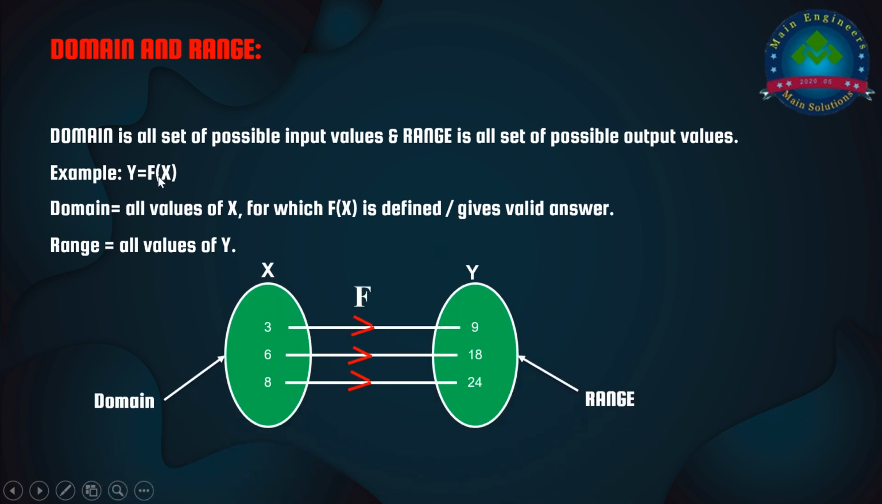Let's give one more example. Let's consider 2 sets. Set x consists of the members 3, 6 and 8. Set y consists of the members 9, 18 and 24. So these x components are all domain, and the y components, that is the output, are all our range. So we can write domain is equal to 3, 6 and 8, and range is equal to 9, 18 and 24.